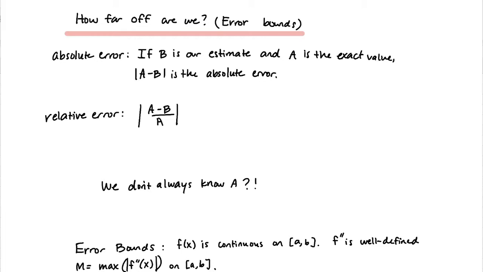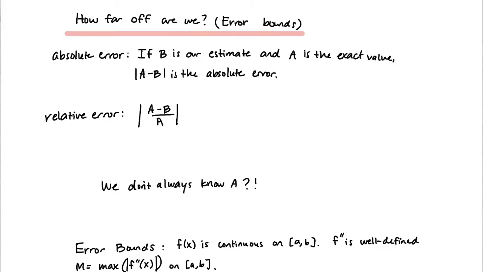Relative error is, well, if your approximation is 1 unit off and you're working with very big numbers like 1 million, being 1 off isn't that bad. But if you are 1 off and you're working with numbers like 0.001, and you're a whole unit off, that's a lot, right? That's actually very different. So relative error compares how far off you are with the magnitude of the numbers you're working with. To compute the relative error, you take the difference and divide by the exact value. Now, the problem is we don't always know A.